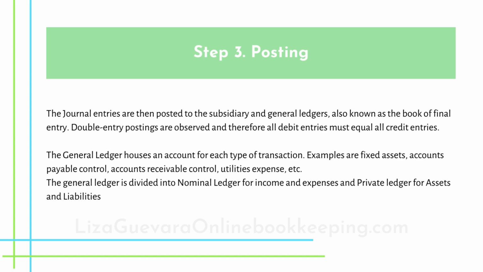So the general ledger houses an account for each type of transaction. So for example, fixed assets, accounts payable, accounts receivable control, utilities, etc. The general ledger is divided into nominal ledgers for income and expenses and private ledger for assets and liabilities. So let's go ahead and post the journal entries to our general ledgers.